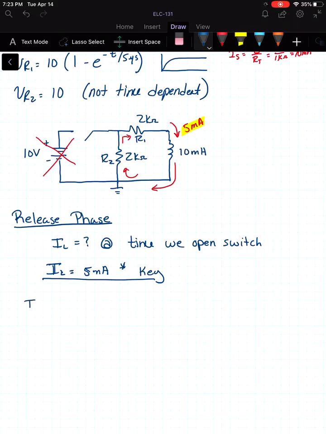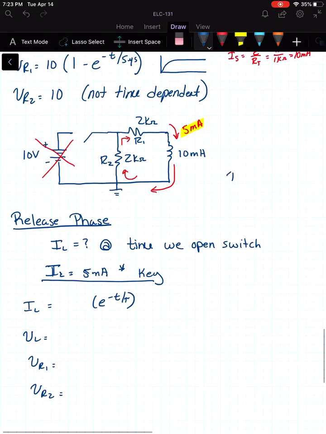So IL, VL, VR1, VR2, all go to 0. So that would be e to the minus t over tau.